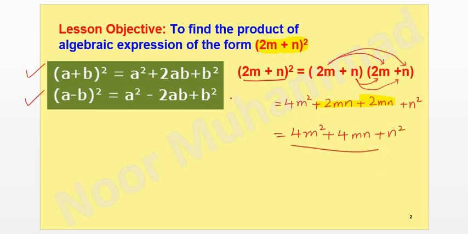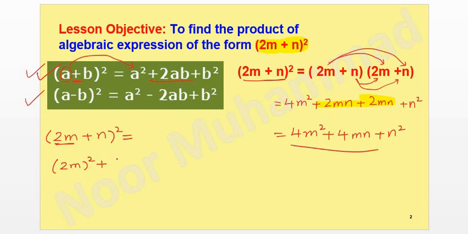Now the same question can be done with the help of the first formula. Why are we going to use the first formula? Because the first formula has the positive sign here, and our question also has the positive sign. Okay, so let's solve it with the help of the formula now. It says 2m plus n whole squared equals what? Now as you can see here, this a has changed in the answer into a squared, and in place of a we have 2m. That means I have to square 2m first of all. Then it says plus 2ab.